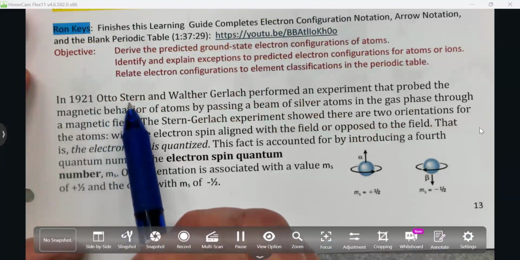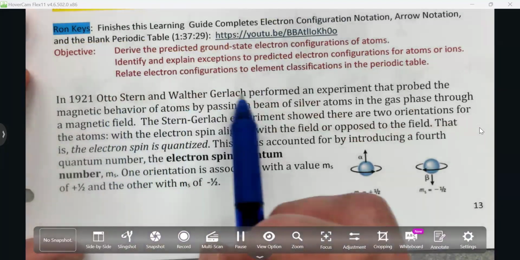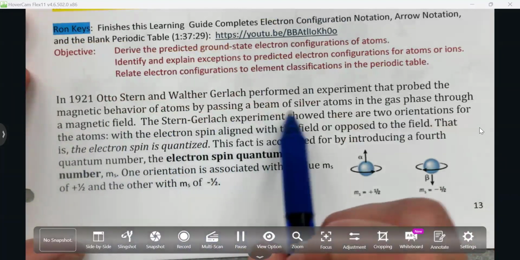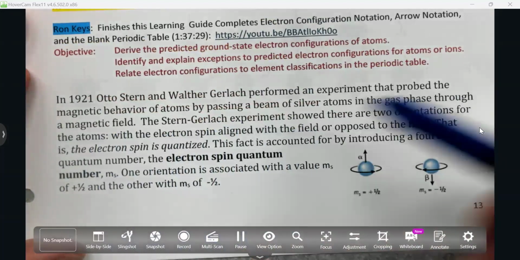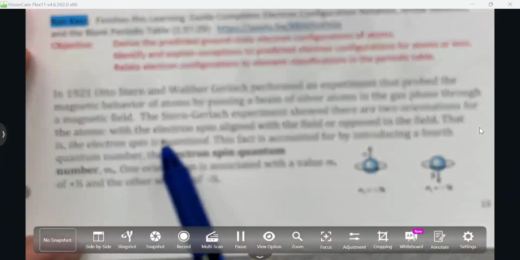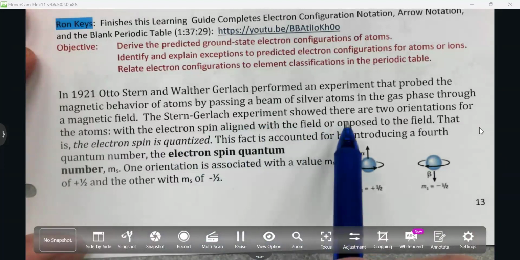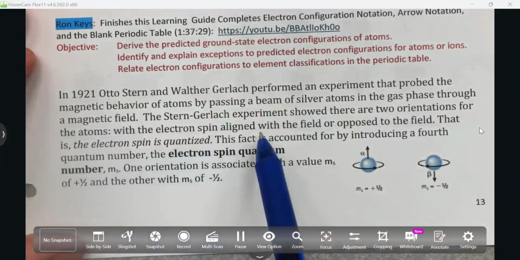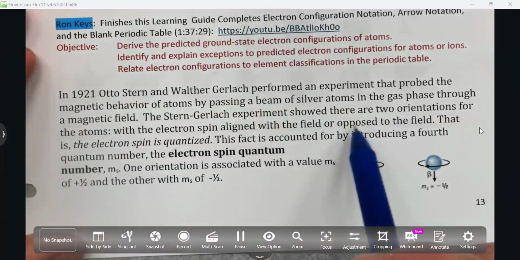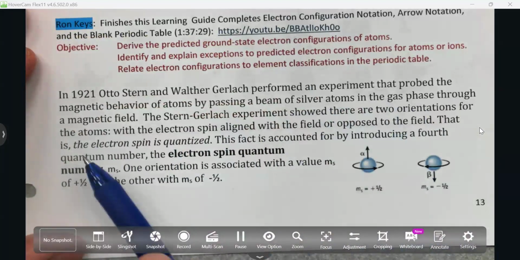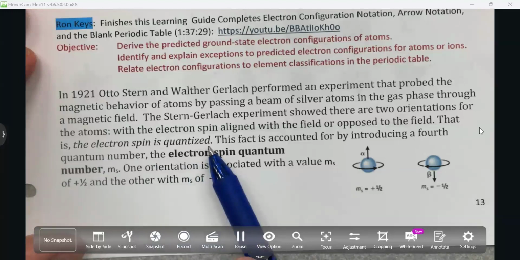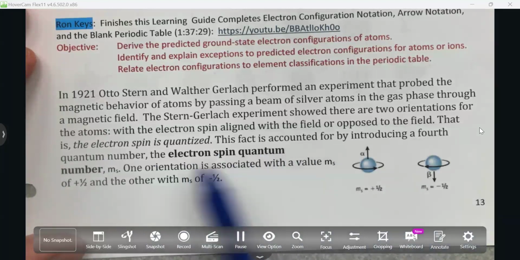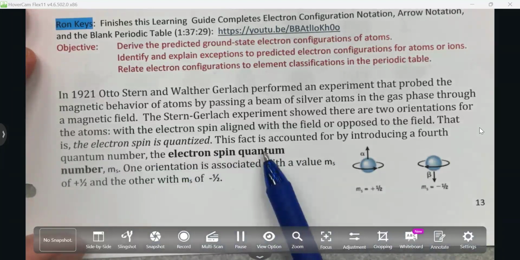in 1921, Otto Stern and Walter Gerlach performed an experiment that probed the magnetic behavior of atoms by passing a beam of silver atoms in the gas phase through a magnetic field. The Stern-Gerlach experiment showed there are two orientations for the atoms, with the electron spin aligned with the field or opposed to the field. That is, the electron spin is quantized. This fact is accounted for by introducing a fourth quantum number, the electron spin quantum number.